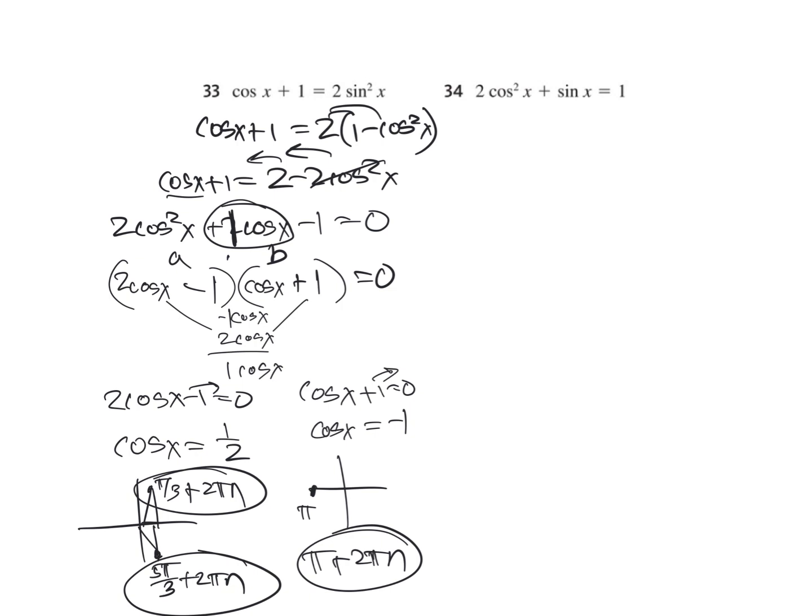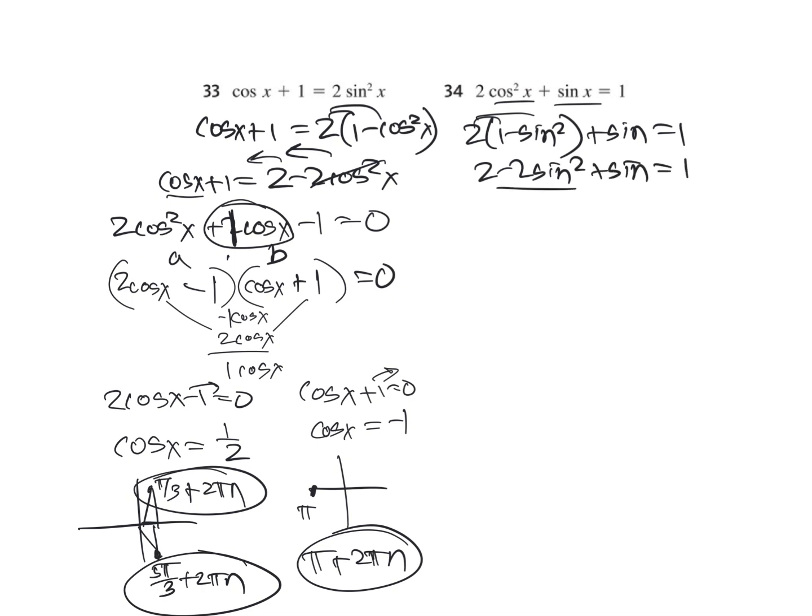All right, 34. Cosine squared. Since we have just sine, I can't change that, but I can change cosine squared into 1 minus sine squared, plus sine equals 1. So distribute, you have 2 minus 2 sine squared plus sine equals 1. I don't like a negative leading term, so I'm going to move everything to the right. So 0 equals 2 sine squared plus, that'd be minus this sine right here. We got to move it over. And then we have a positive 1, and we're going to subtract this 2, which will give you negative 1.